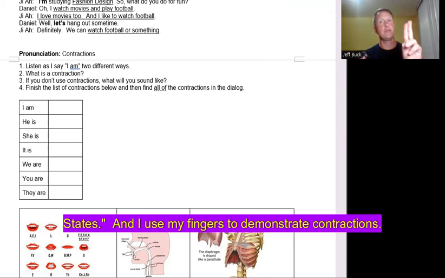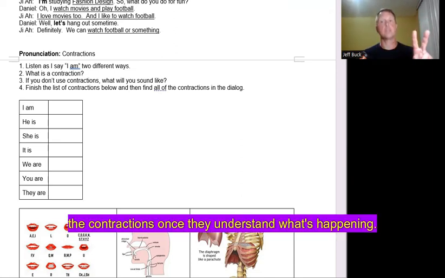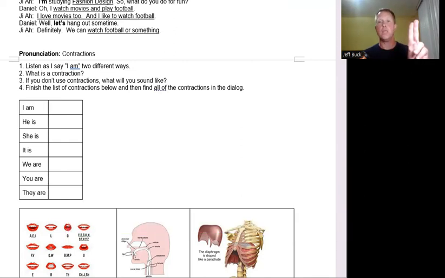And I use my fingers to demonstrate contractions. I am, I'm, he is, he's, she is, she's, it is, it's, we are, we're, you are, you're, they are, they're. Then I elicit the contractions once I understand what's happening.